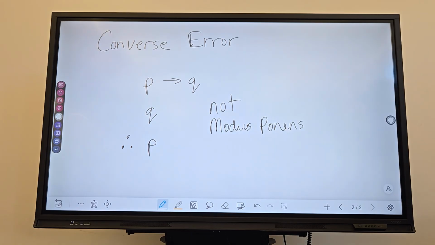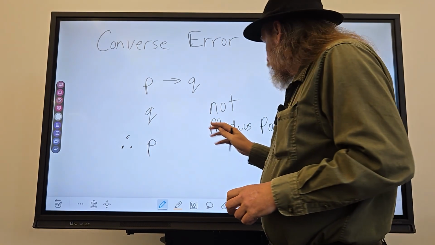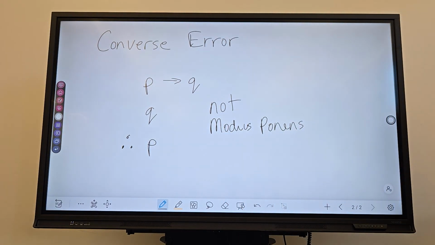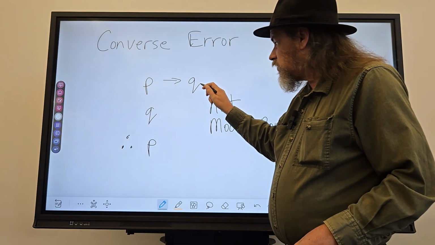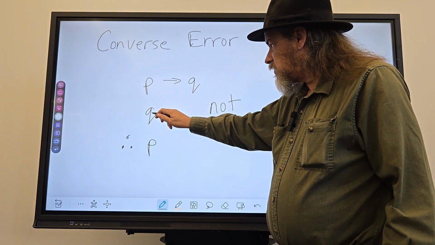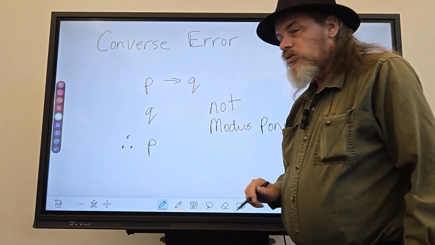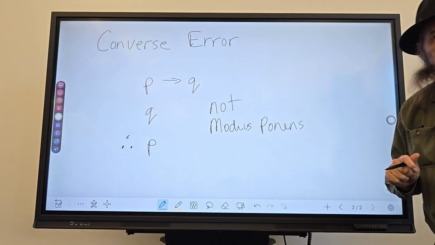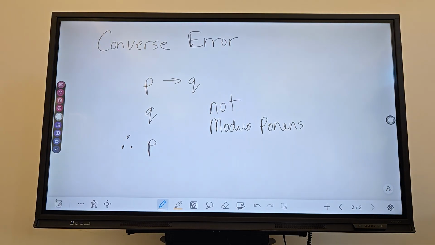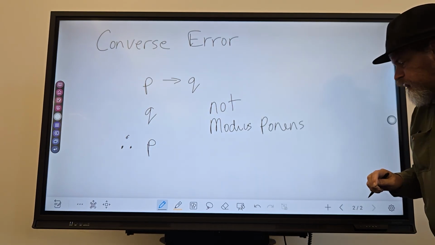It is the converse. Modus ponens, if you recall, let me make sure I get it right here. Modus ponens is: if P then Q, and P, therefore Q. It is the converse of that. Okay?